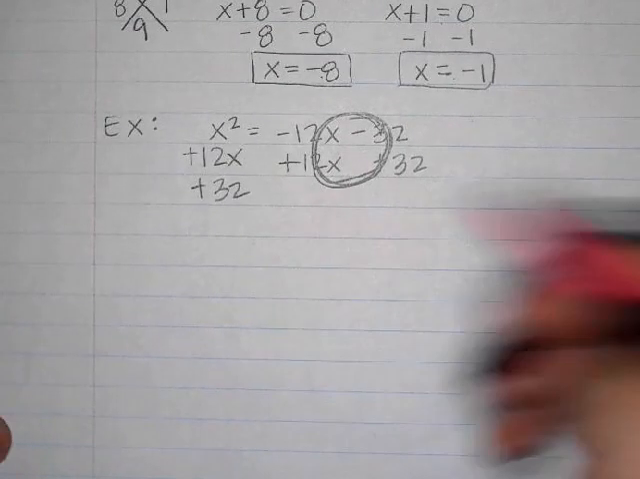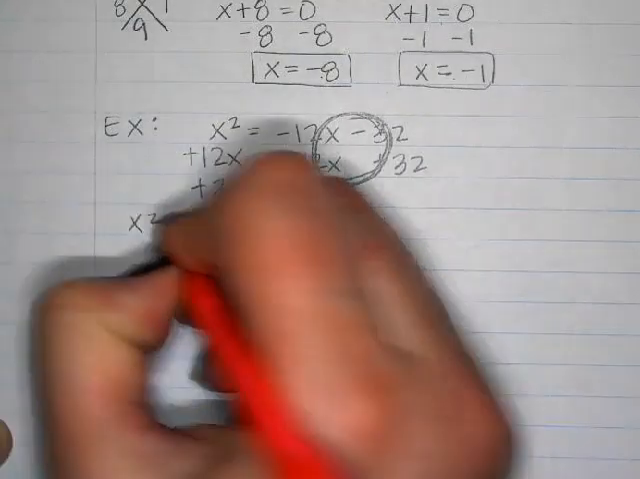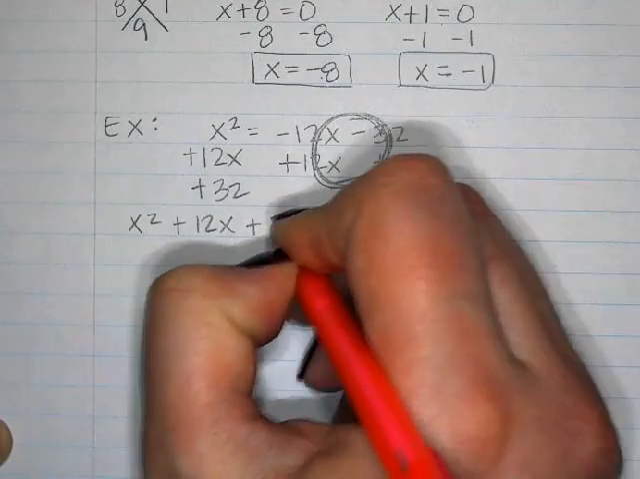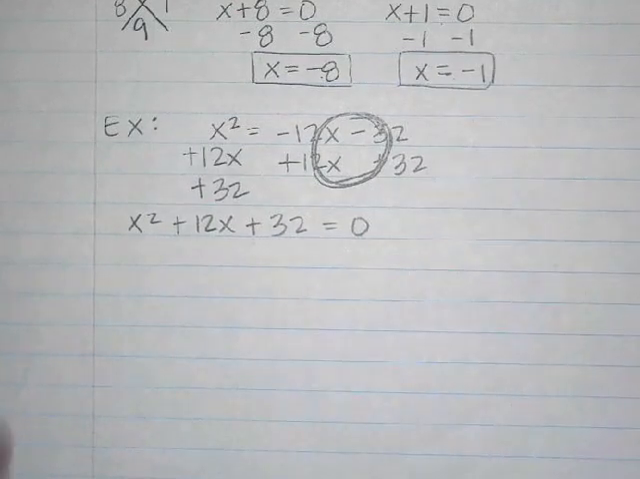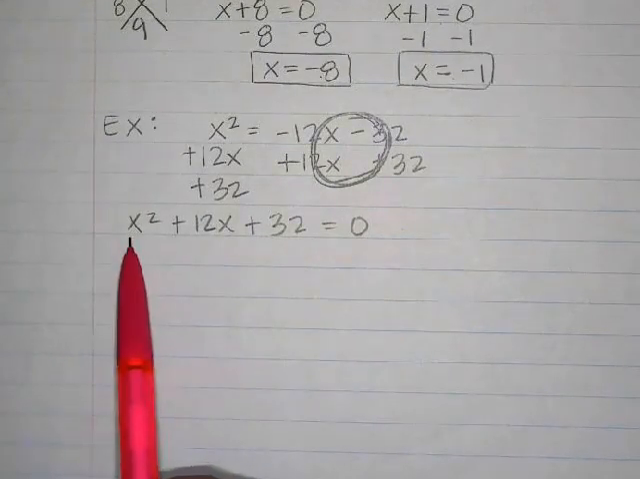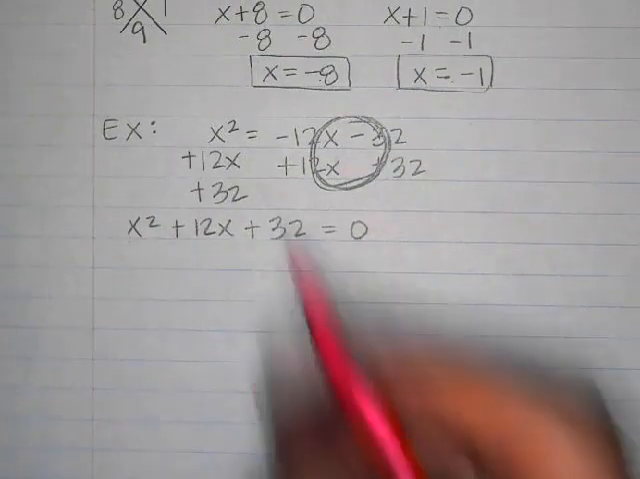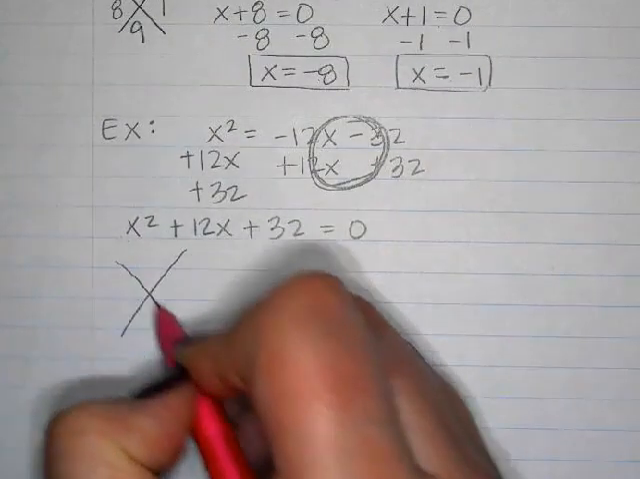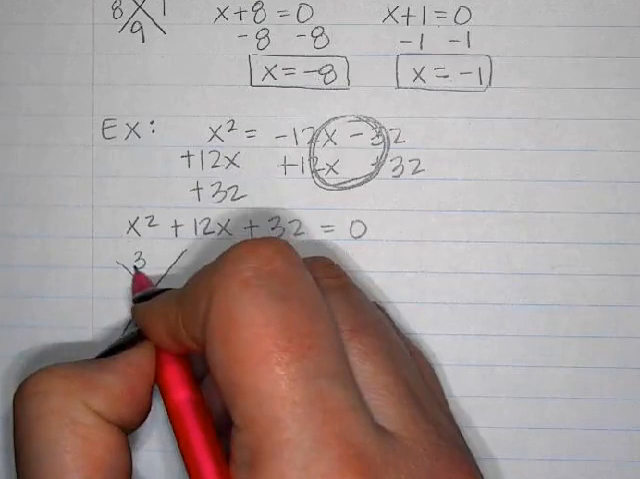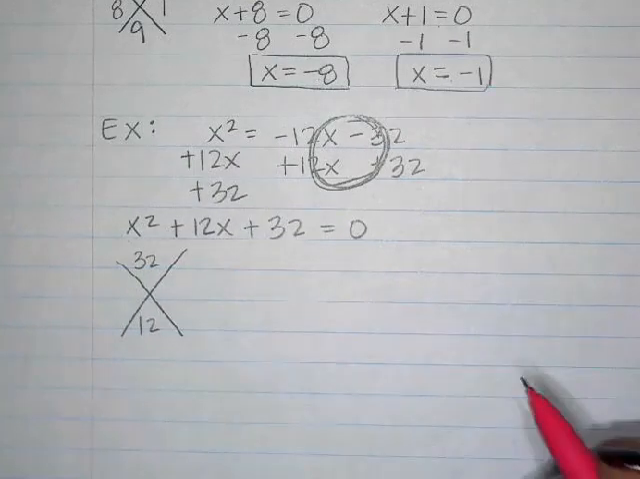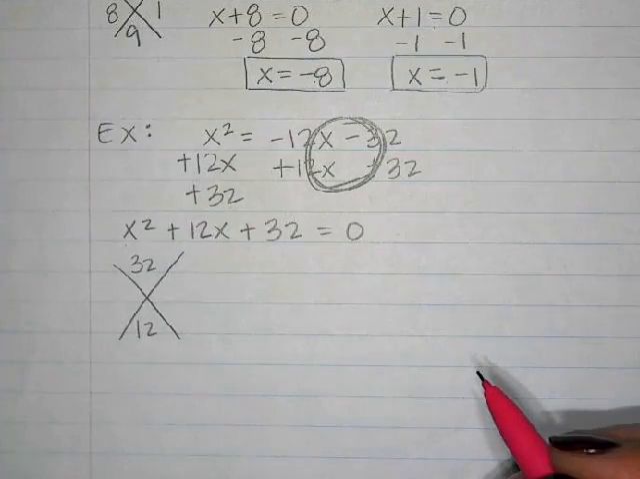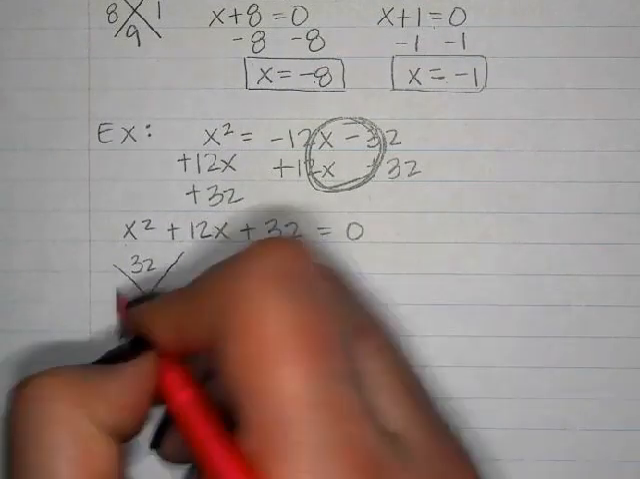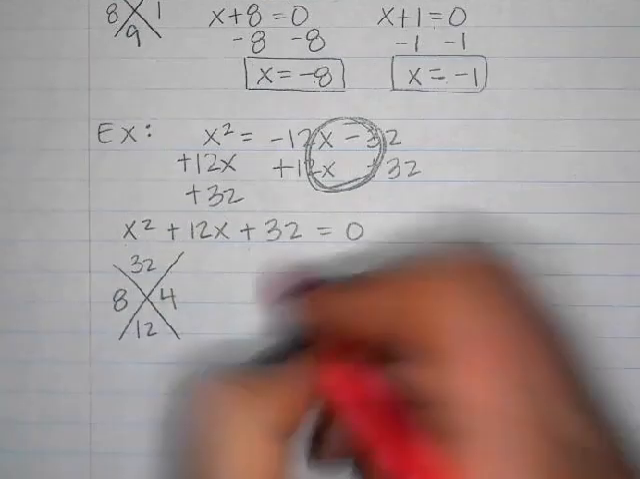Okay, so this is a trinomial. Is it one of the easy ones or is it a slide and divide? It's one of the easy ones. We're multiplying to 32. We're adding to 12. What are the numbers? 8 and 4. So we have x plus 8 times x plus 4.